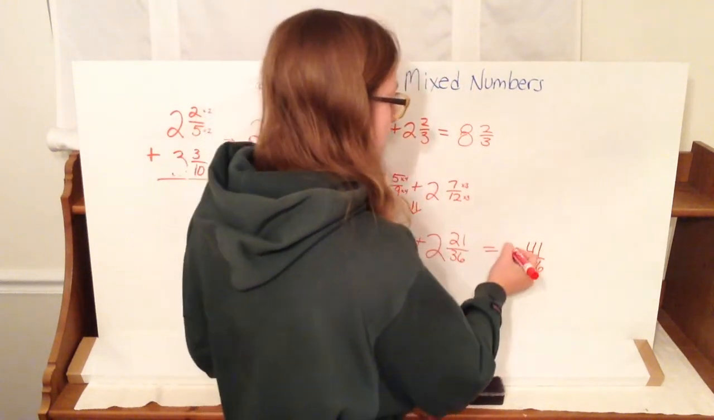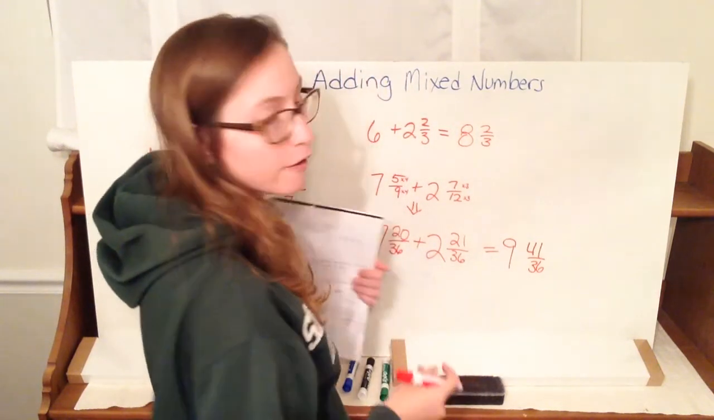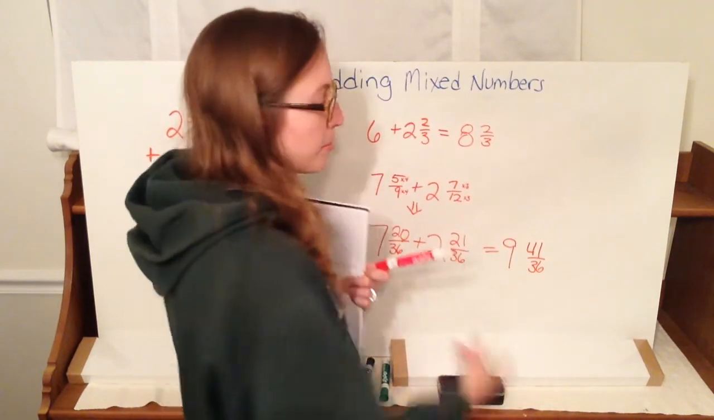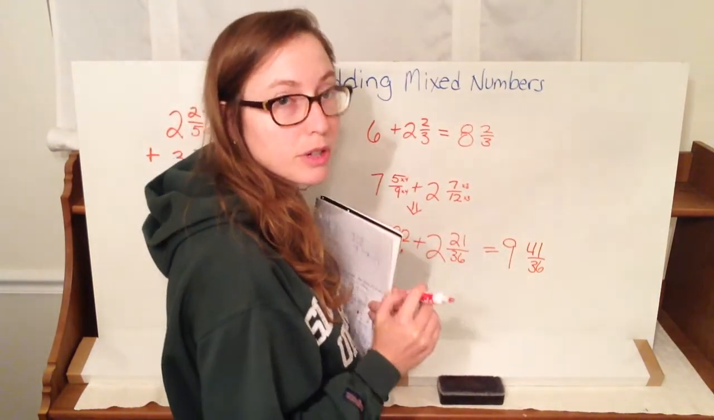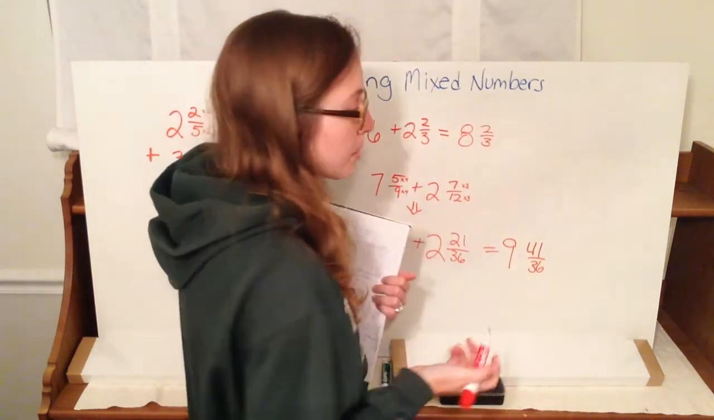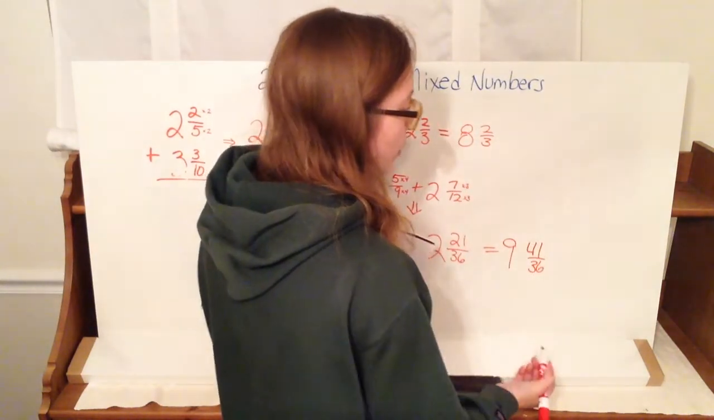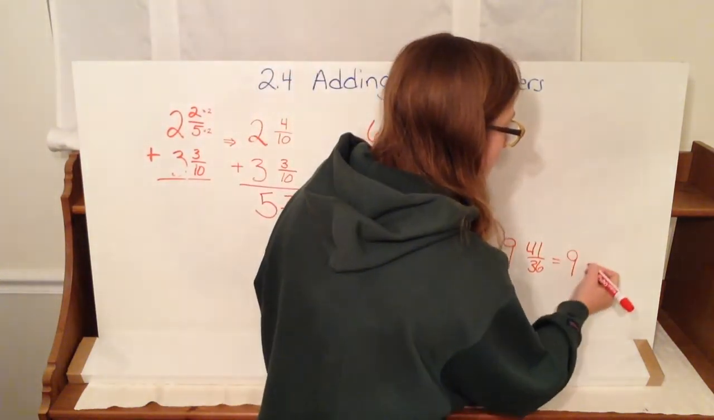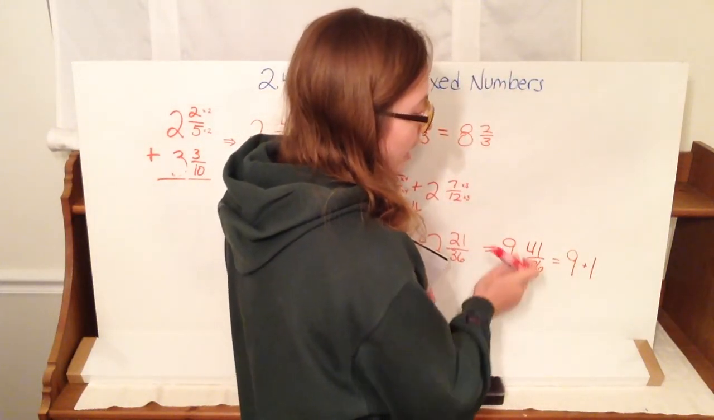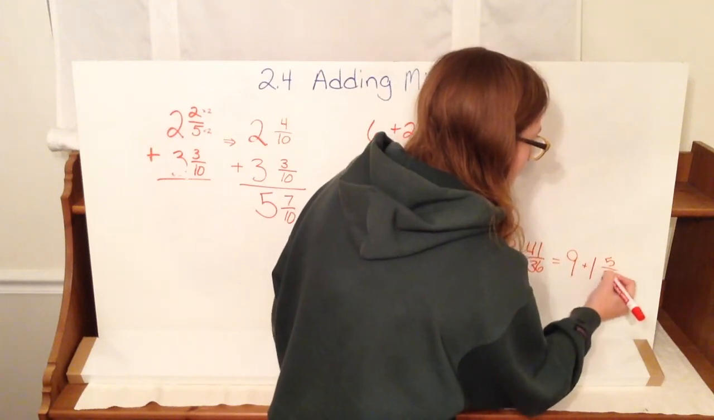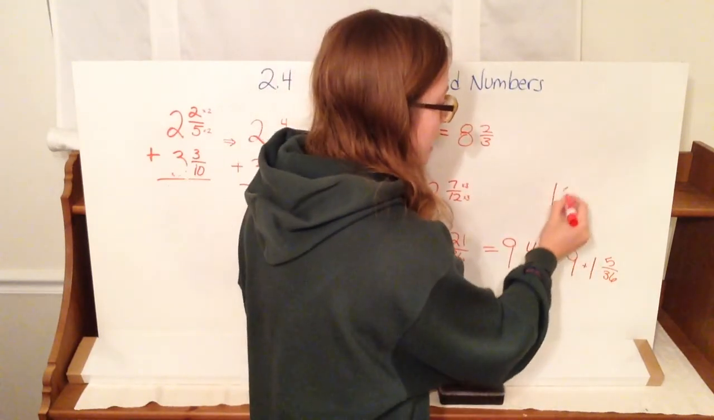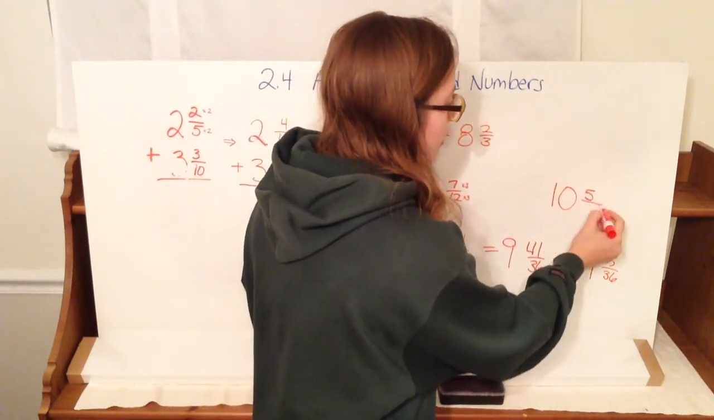And 7 plus 2 is 9. However, 41/36 is an improper fraction. I can't have an improper fraction built in with a mixed number, so I must reduce that and then combine our whole numbers to get just a mixed number. So there's 1 36 in 41. So this is equal to 9 and 1, and when I take that 36 out of there, I end up with 5 over 36. Okay? My final answer here is 10 and 5/36.